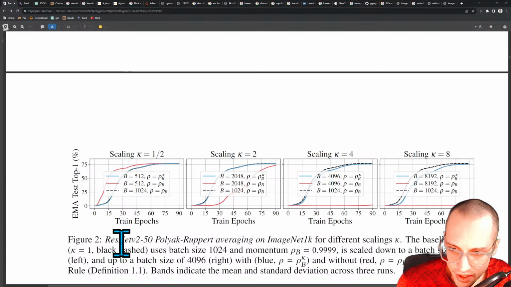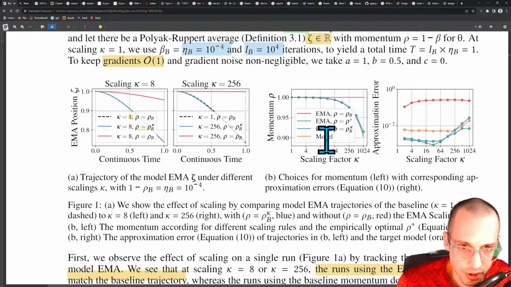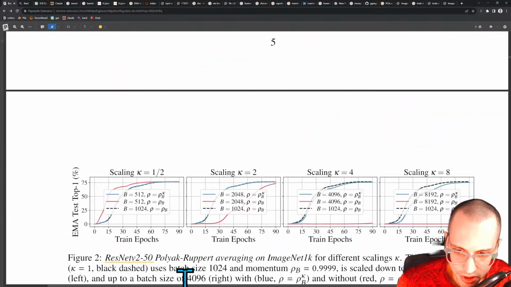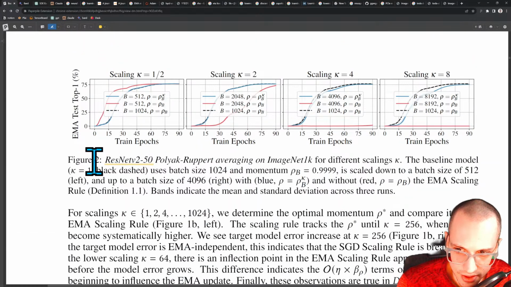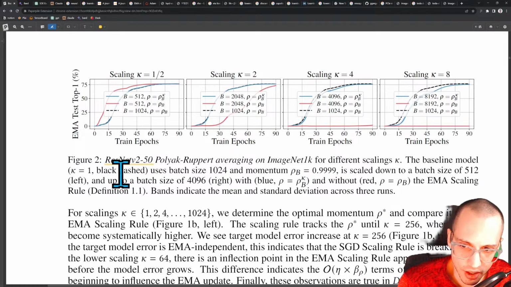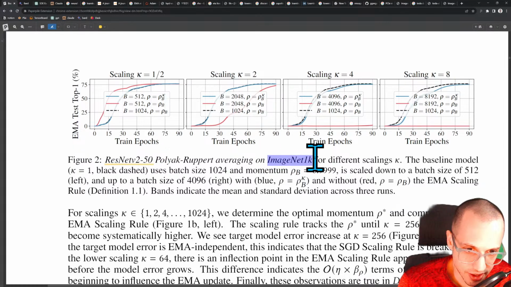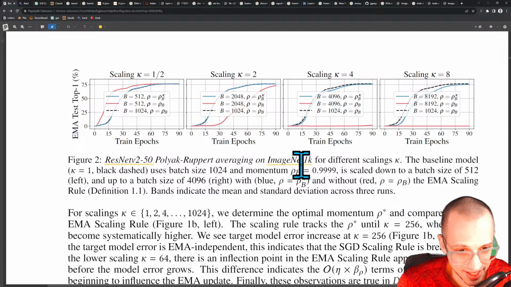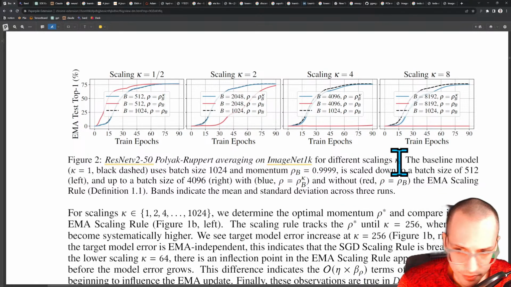Let me see. ResNet 250. So now they're not just doing some weird arbitrary parabola. Now they're actually using a real neural net, and the real neural net is going to be ResNet 250, which is an old school style computer vision model, and ImageNet 1K is a computer vision data set. It's a classification task. You're classifying images into a variety of different categories, and here they're using different Ks.